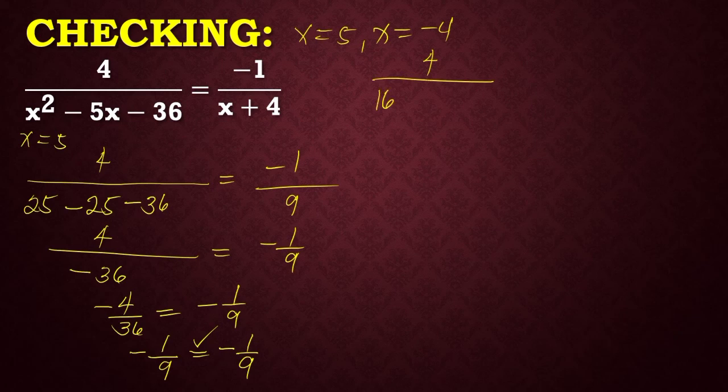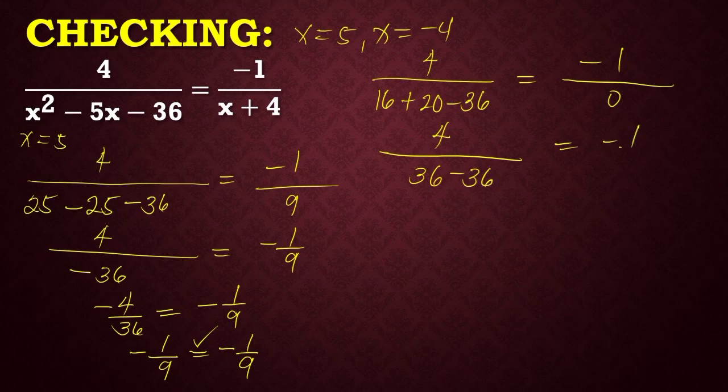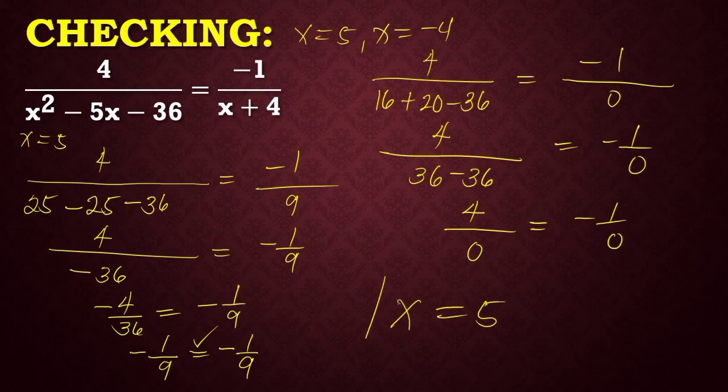Next, if x is equal to negative 4 naman, magiging 4 over negative 4 squared, that is 16. And then negative 5 times negative 4, that is 20, minus 36 is equal to negative 1 over negative 4 plus 4, that is 0. And then 4 over 16 plus 20, that is 36, minus 36, that is 0, equals negative 1 over 0. As you can see, nagkaroon ng undefined. So, we cannot say that negative 4 is a solution. So, ang solution lang ng ating given equation is x equals 5. Again, pag nakadivide sa 0, undefined po yun.